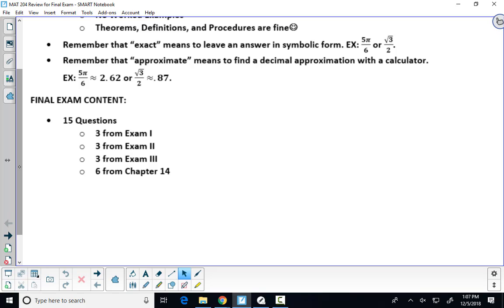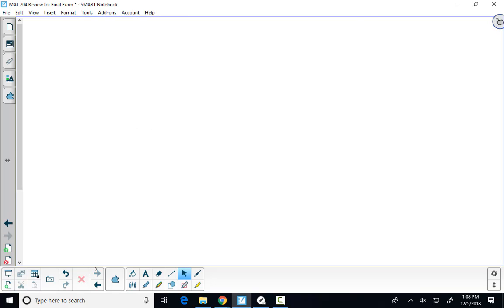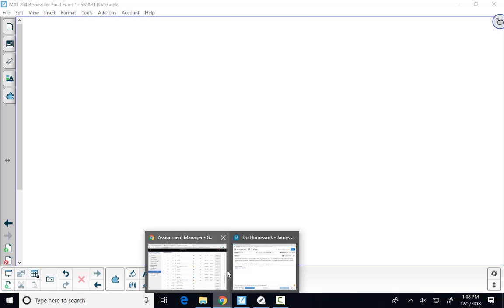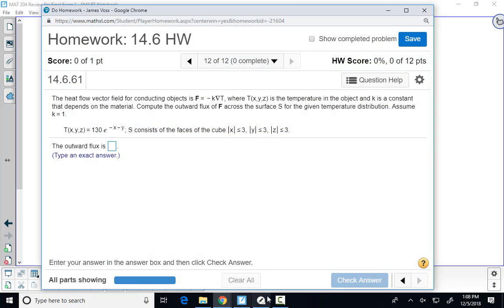All right, so the first question is 14.6, number 12. Are there other ones you want to go over from chapter 14? I had those up on the board the other day, but I can't remember which ones they are. Number 6 in 14.7? I think that was one of them, but you had one from 14 as well. All right, let's start with 14.6, number 12. The heat flow problem.